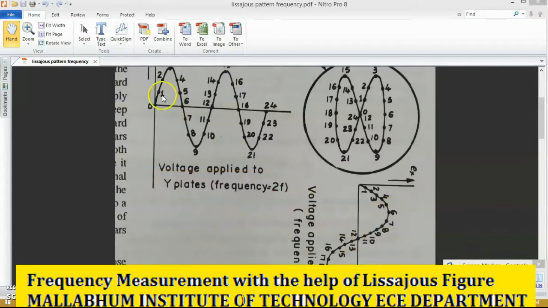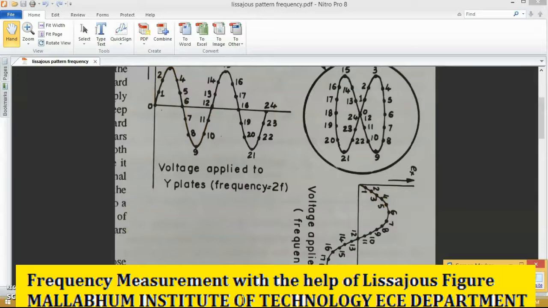Now you can see different points here: 0, 1, 2, 3. As the frequency of the Y plate is double that of the X plate, this is a half cycle, and you can see that within this half cycle, the X plate only moves this much. As the frequency increases, the time is reduced. So it moves from here to here, but here it moves only up to this, and it moves here to here up to 12, and it has already completed a total cycle within these 12 points. That is the meaning of double frequency.